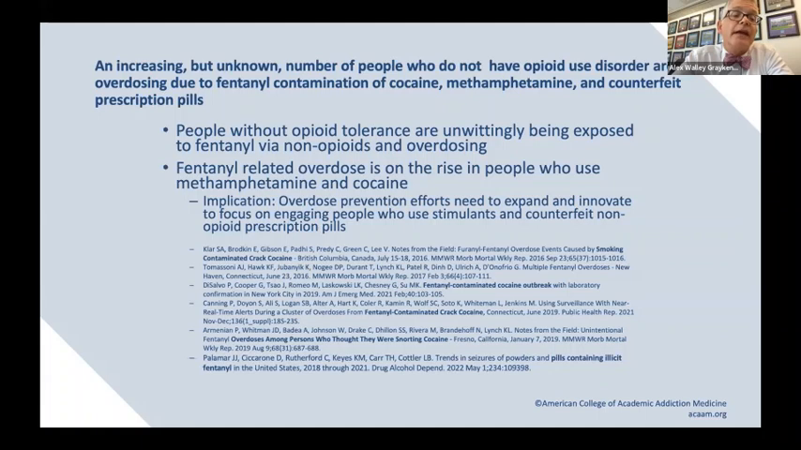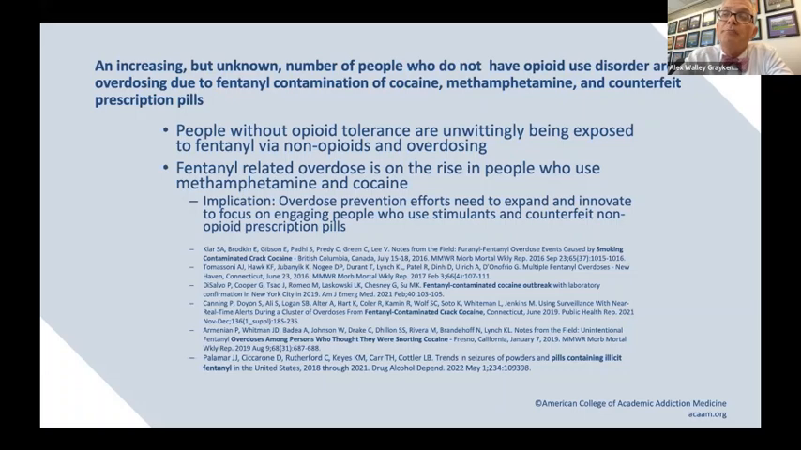I need to mention that there's an increasing but unknown number of people who do not have opioid use disorder who are overdosing due to fentanyl contamination of cocaine, methamphetamine, and counterfeit prescription pills. We do not have great ways of counting this or detecting this, but it has become clear through the many case reports that I listed here on the slide that people without opioid tolerance are unwittingly being exposed to fentanyl via non-opioids and are overdosing, that fentanyl-related overdose is on the rise in people in particular who use methamphetamine and cocaine.